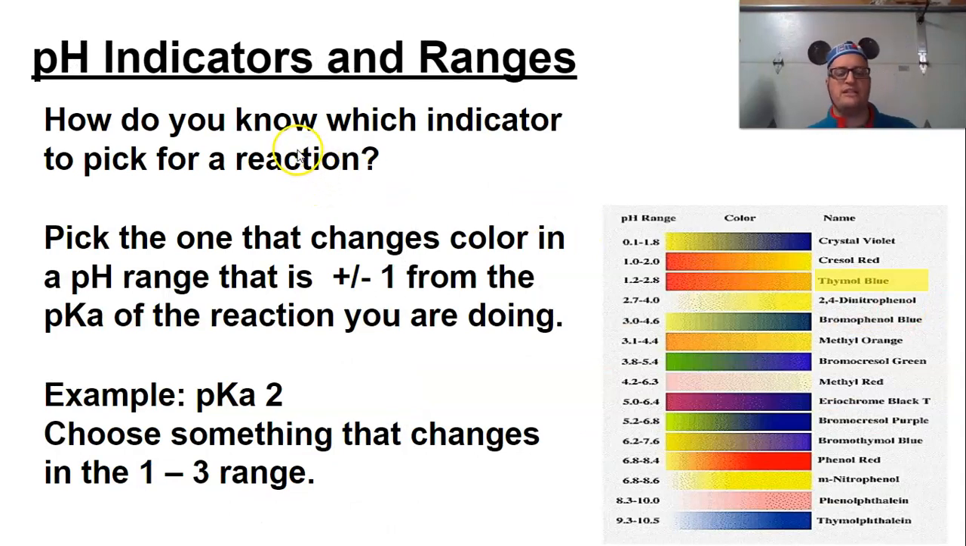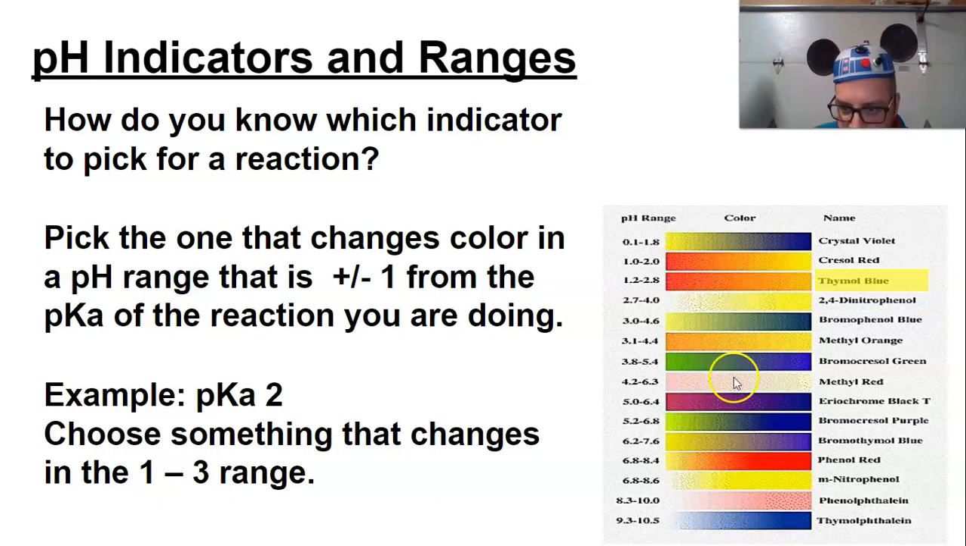So how do you know which indicator to pick for a reaction? You want to pick one that has the pH range that's plus or minus 1 from the pKa that you're doing. So if you have a pKa of 2, you want to choose something from the 1 to 3 range, something like thymol blue. So keep in mind that as you're going through these, really they're just trying to see if you have this connection between pH and pKa, so that you can choose the right one based upon where it's going to transition. And again, the transitional colors will be in between these.